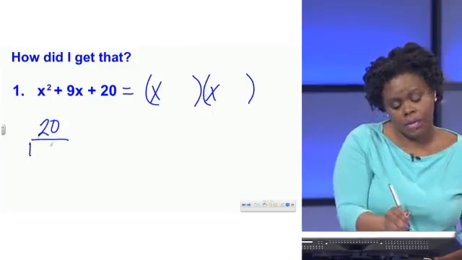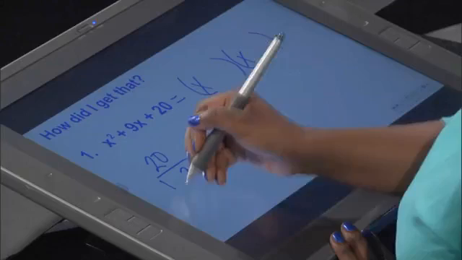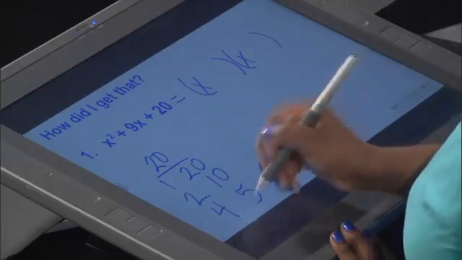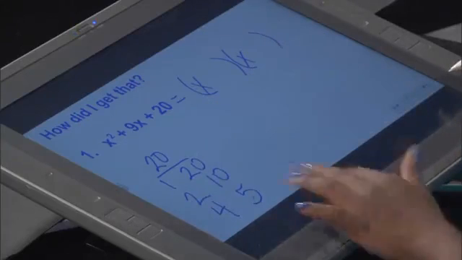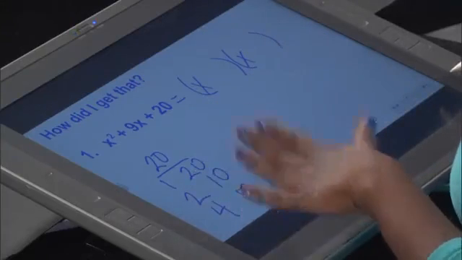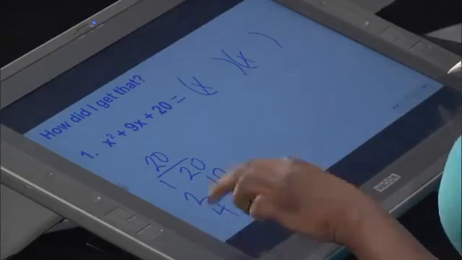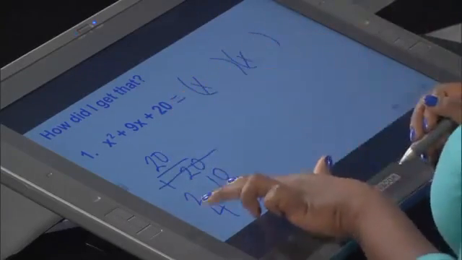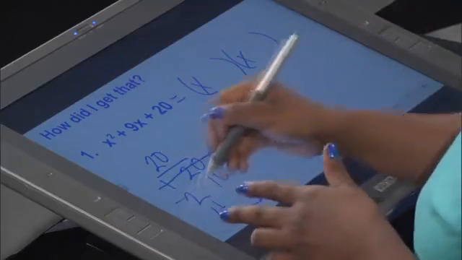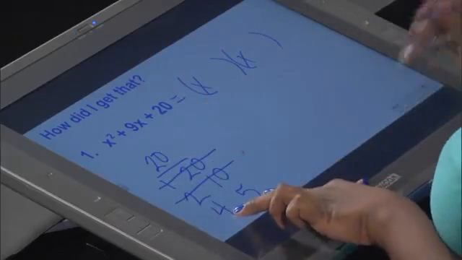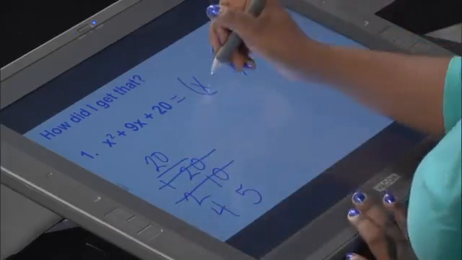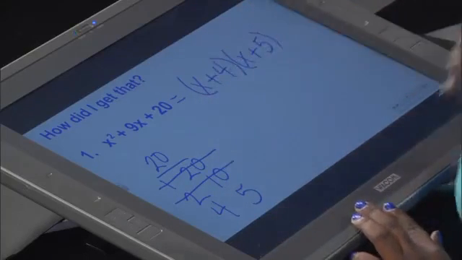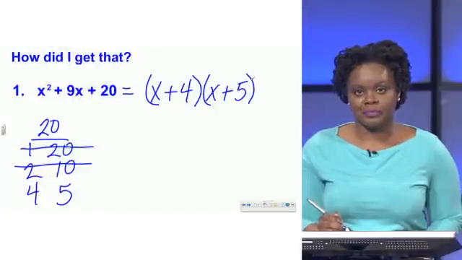I know that 1 times 20 is 20. So is 2 times 10. And so is 4 times 5. Okay? Now I need to see which of these would combine to give me 9. Well, 1 plus 20 is 21. 2 plus 10 is 12. 4 plus 5, that is 9. So x plus 4, x plus 5. And I was all done with that one.